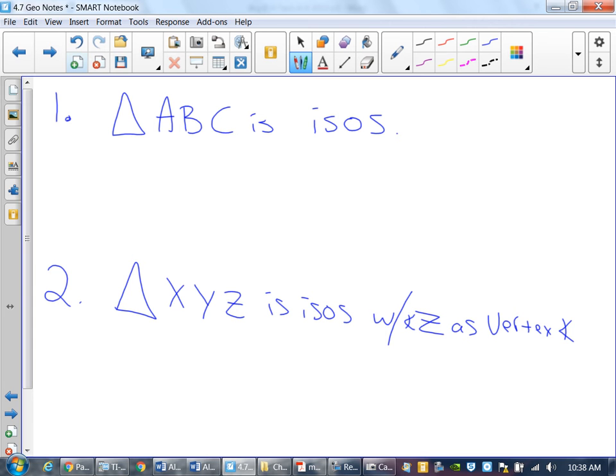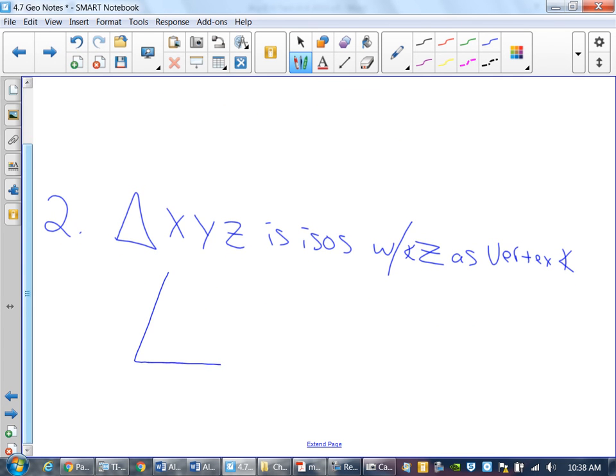What's the difference between those two statements? Yes, sir. The second one actually gives you more detail. Now, the second one gives you more detail, so that means that if I draw that picture, it's a little bit easier, correct? If I say X, Y, and Z, Z is the vertex angle. Z is the angle that is in between the two sets of congruent sides, which means what would be the two congruent sides? XZ and YZ.